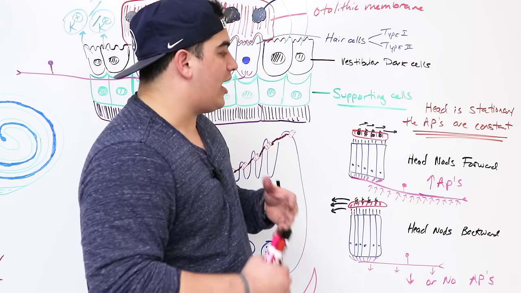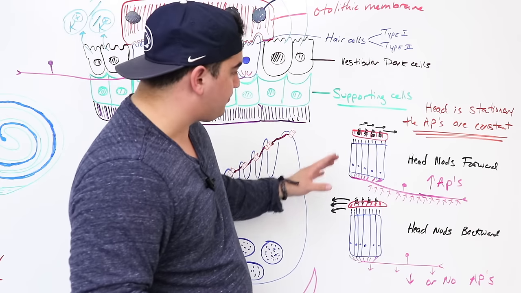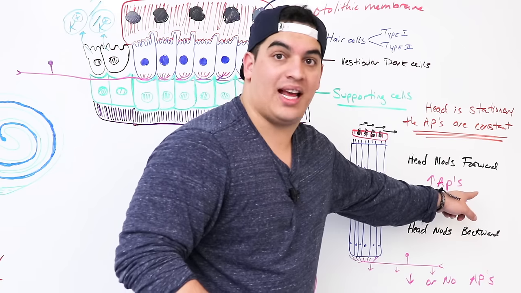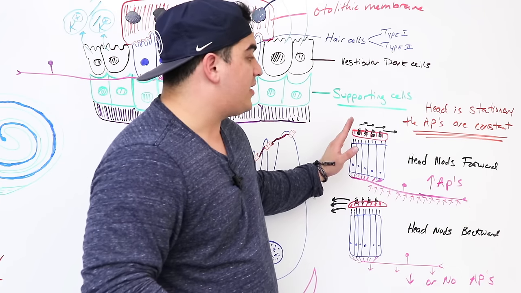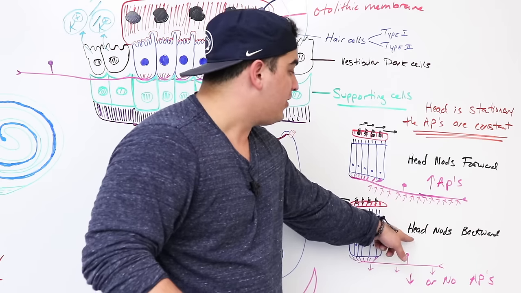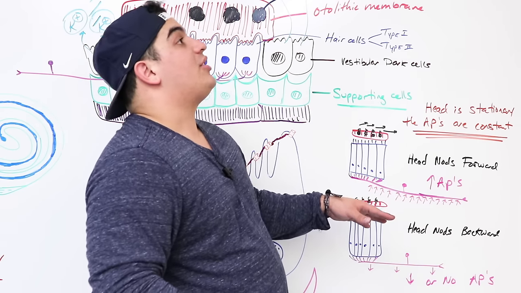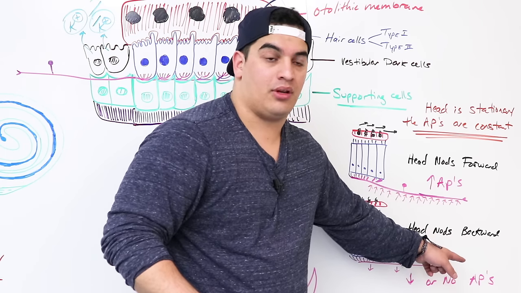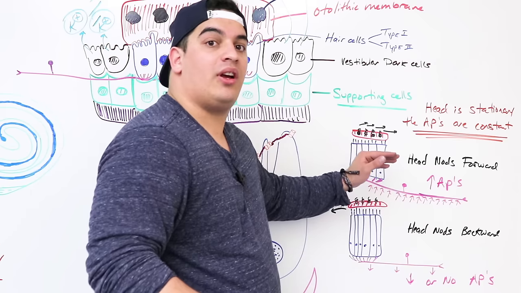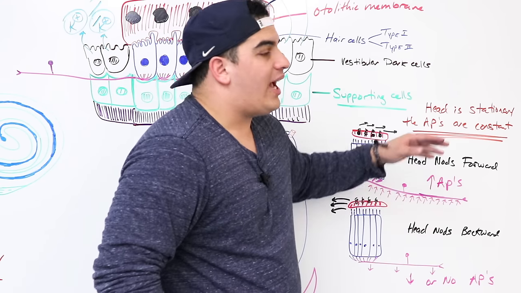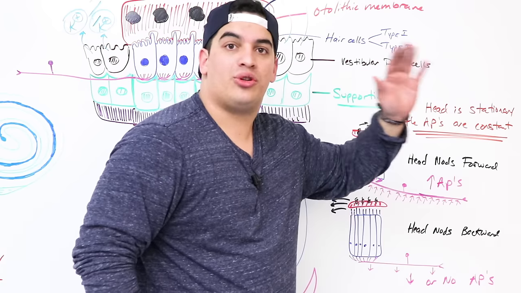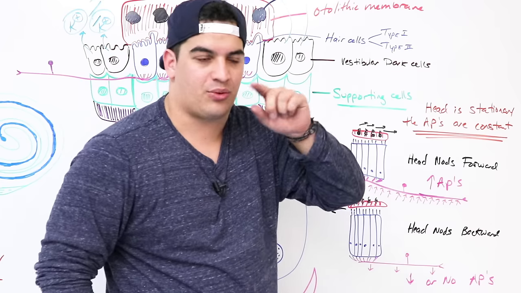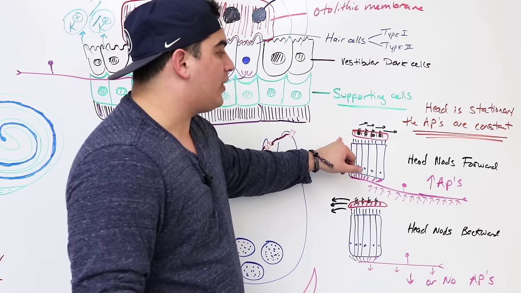But for the most part, I just want you to get an idea that if you're moving your head and it's actually stopping, your head moves forward, increasing the action potentials. We're assuming that the stereocilia is moving towards the kinocilium. If you actually accelerate from a stop position, your head will move backwards. That'll cause a decrease or no action potentials. And that's assuming that most of the stereocilia are moving away from the kinocilium. But if your head is stationary, you're at a constant acceleration, no change, right? There'll be a constant amount of action potentials. That's what's really important. And the same thing would happen with the head tilts.